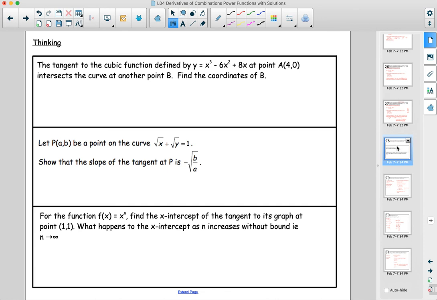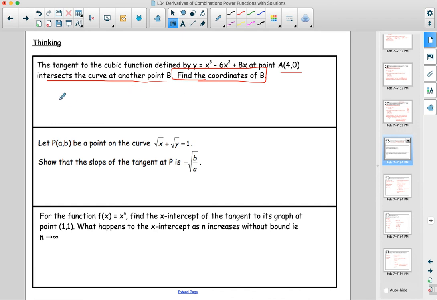The tangent to the cubic function, defined by this, at (4, 0), intersects the curve at another point B. Find the coordinates of B. How are we going to do this? Again, if you want more time to think, you could pause and take as long as you need.